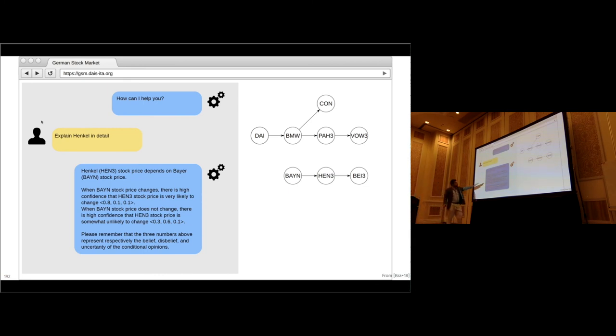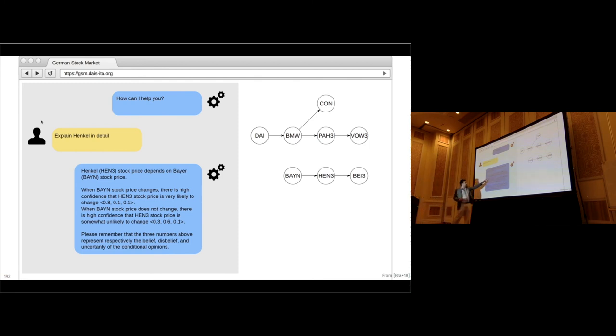Now, instead of using just Bayesian networks with probabilities, we used an extension of that one with uncertain probabilities using subjective logic opinions. That is just details. Happy to talk about that one. That is irrelevant for this tutorial.